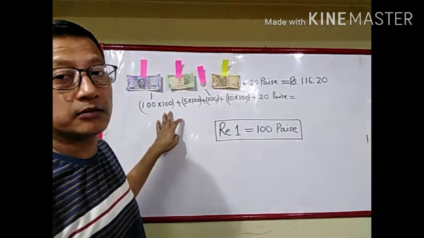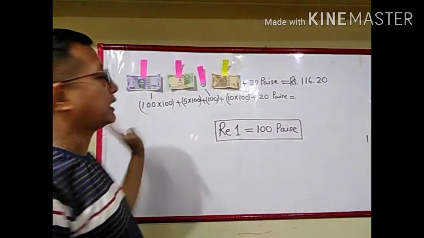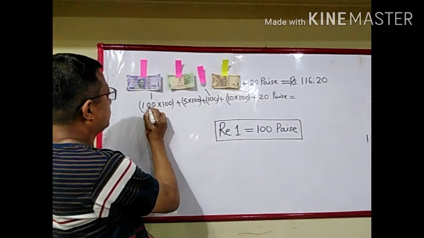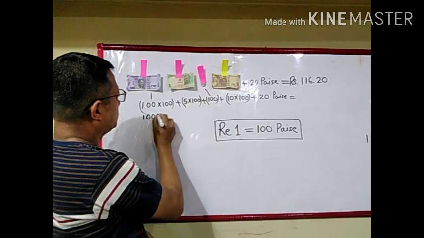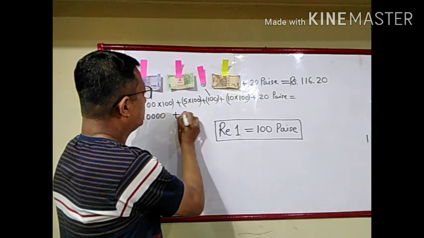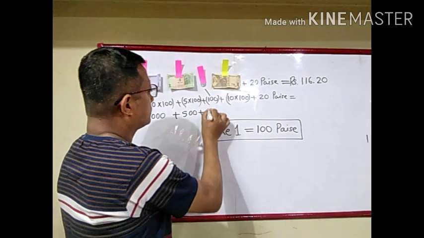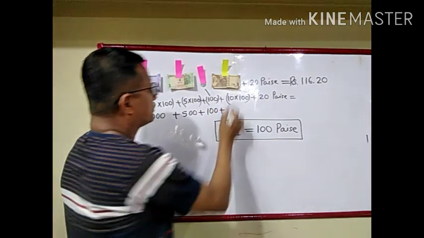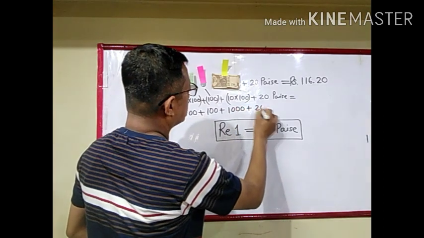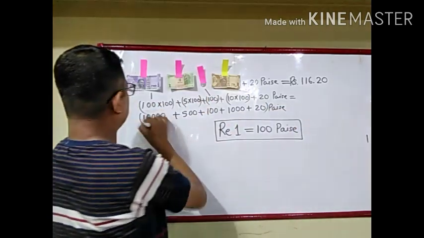100 into 100. Can you multiply this, 100 into 100? I have shown the short way. First you multiply the numbers and then put the zeros. So 1 into 1, 1 only. Then how many zeros here? 1, 2, 3, 4. So 1 and 4 zeros. Clear? Next, here 5 into 1, 5. And how many zeros? 2 zeros. Again plus this one, 100 only. Plus this one, 1 into 1, 1 and 3 zeros. Plus this one, 20 pies total.